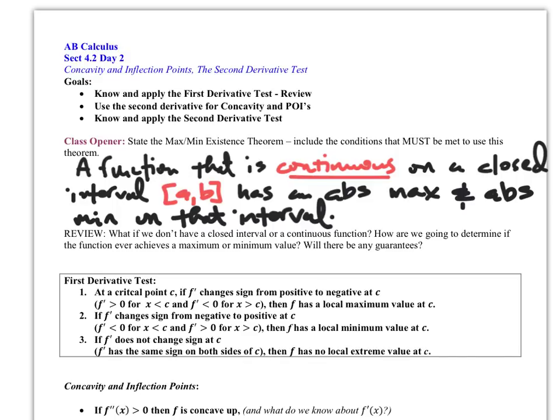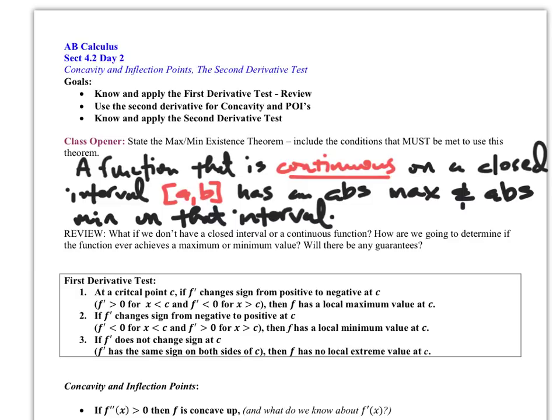4.2, day number 2: concavity and inflection points, as well as the second derivative test. Goals are to know and apply the first derivative test, which is review, and to use the second derivative test for concavity and points of inflection. Know and apply the second derivative test.